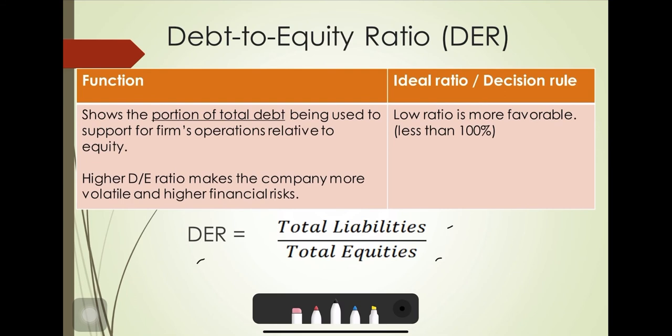That's why it's mentioned here. If the debt to equity ratio is high, meaning the company is using more debts compared to equity to finance its operation, it can be more volatile and carry higher financial risk. So the ideal ratio is the low ratio, which is more favorable, less than 100%.